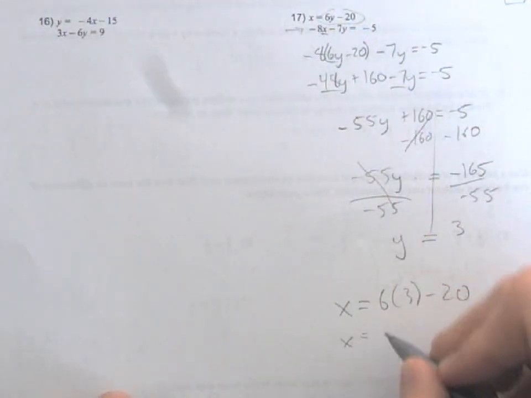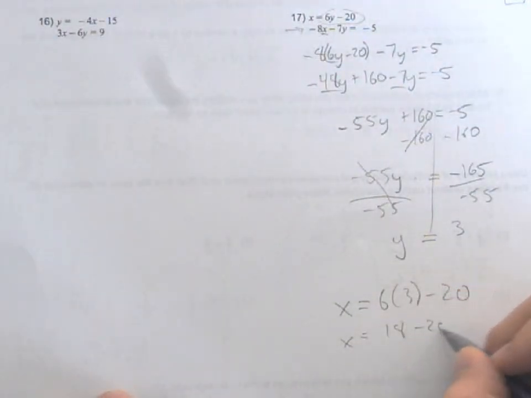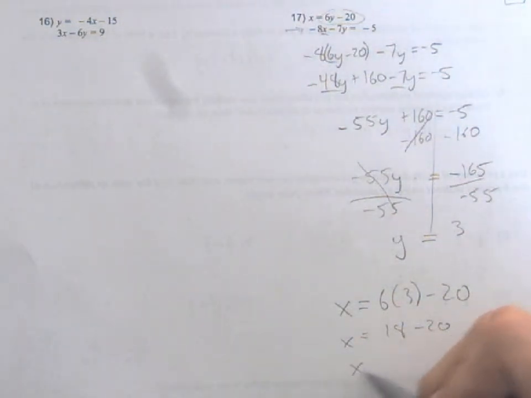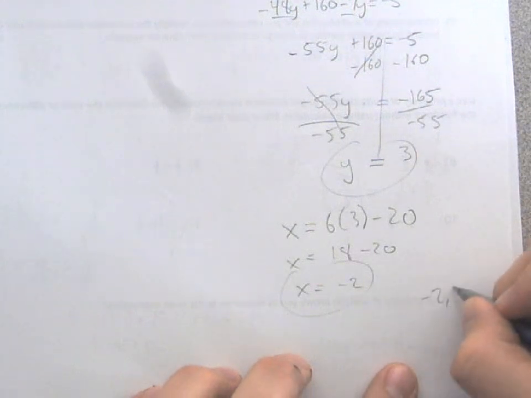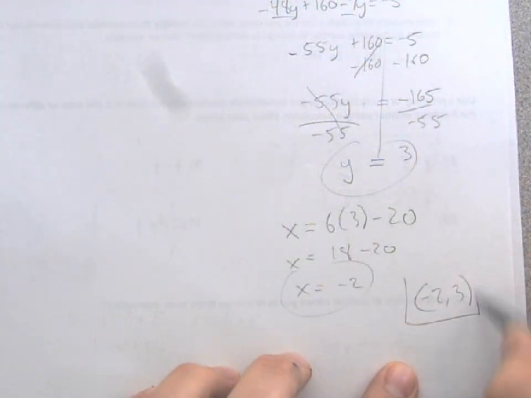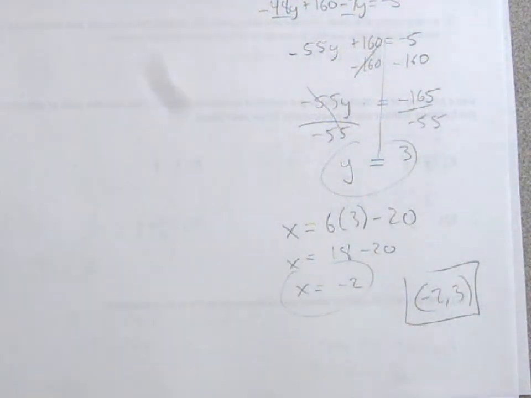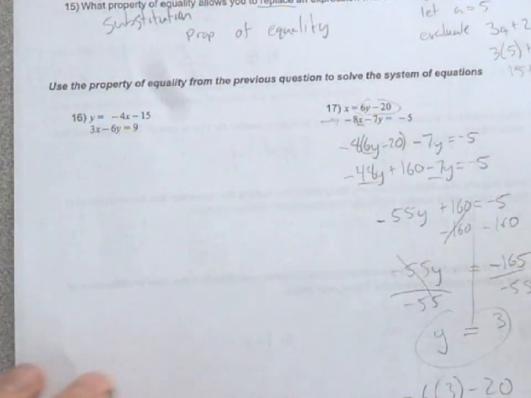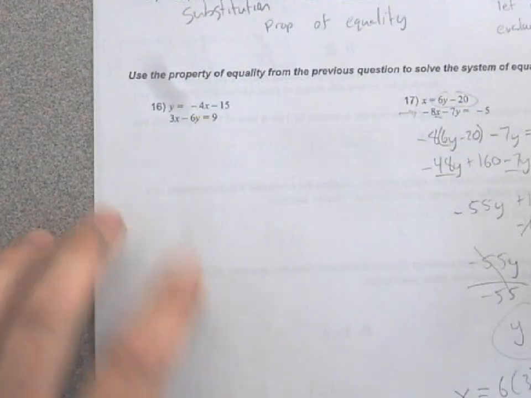So x is equal to 18 minus 20, because 6 times 3 is 18. And then I'm going to finish off. 18 minus 20 is negative 2. Okay, so I have two values, and my final answer here is going to be negative 2, 3. Remember, the solution to a system of linear equations is a coordinate. It's where those two lines intersect. So that should give you some help on 17.